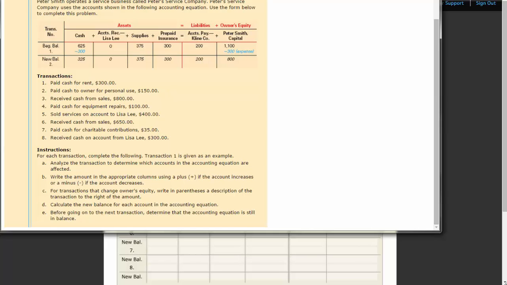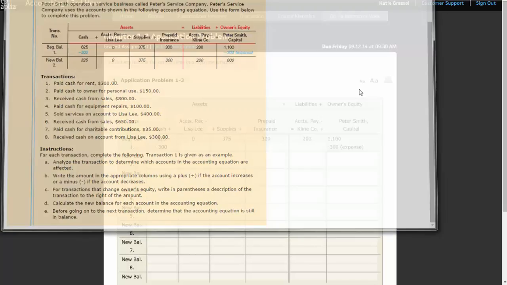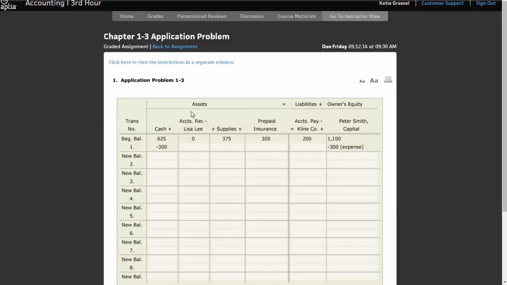So if you know that you're affecting owner's equity and it's making it go up, you have 1 or 2 choices, revenue or an investment. Okay? So anytime that you're affecting owner's equity, you have to put in parentheses afterwards how it's affecting it, which one of those words. And letter D, calculate the new balance, and then E, make sure that your accounting equation is in balance. So the only thing that's different from yesterday is that you need to put those words after it, and 1 is done for you as an example.